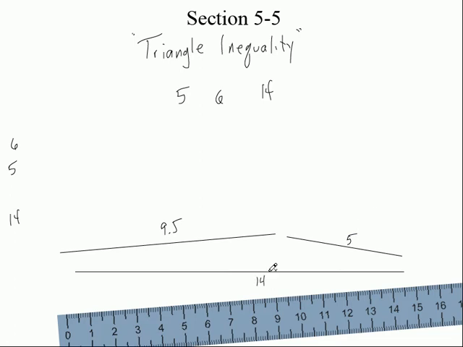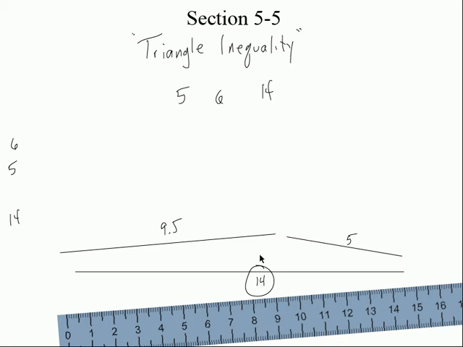And this is 14. Now, could you have a triangle with these lengths? Yeah, because what's 9.5 plus 5? Well, that's 14.5. What's true about these two measurements compared to this longest measurement? It's got to be bigger. That's right. So here's what you have to do.